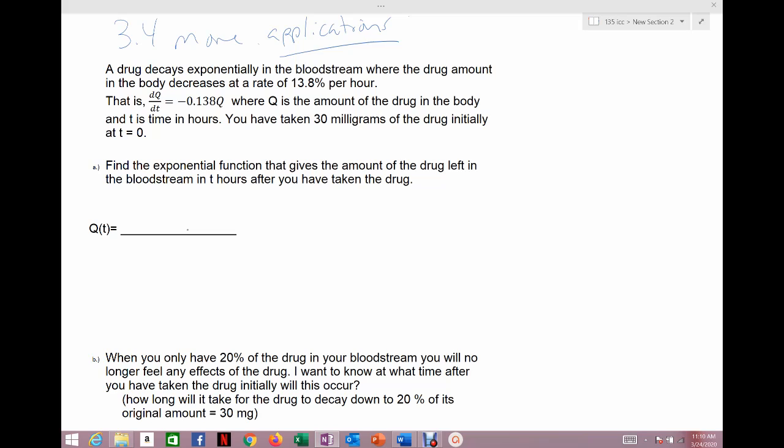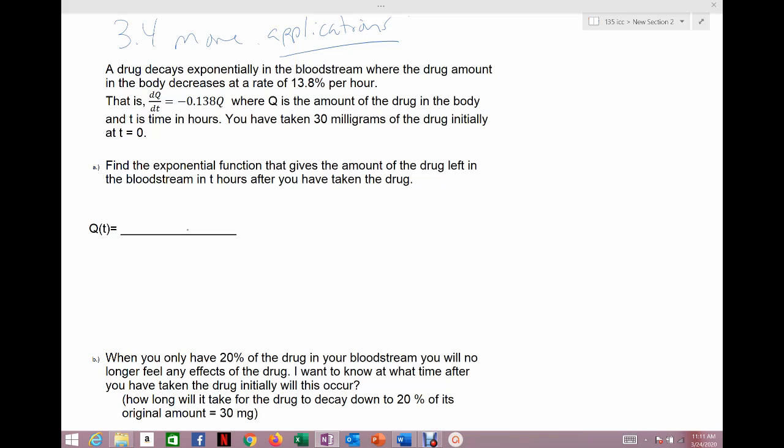Alright, so we know a drug. This would be a biology example. We did a chemistry example earlier. I suppose that we know a drug decays exponentially in the bloodstream, and we know its rate of decay. Its rate of decay is 13.8% per hour. So that's how fast the body metabolizes it, breaks it down.